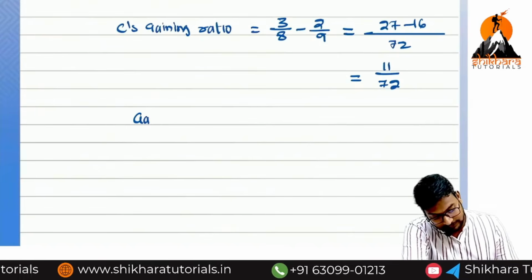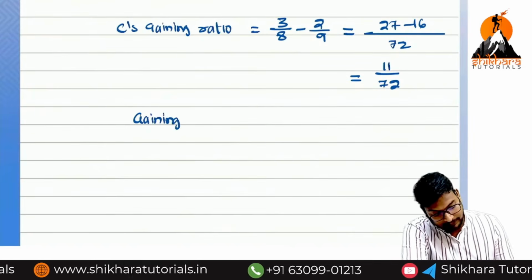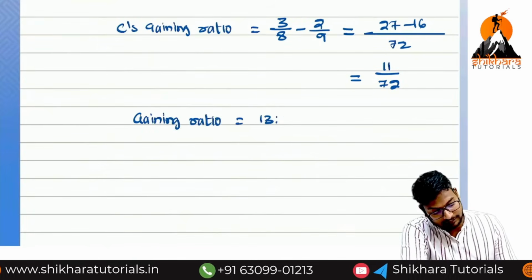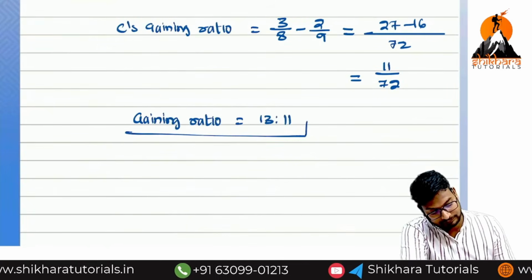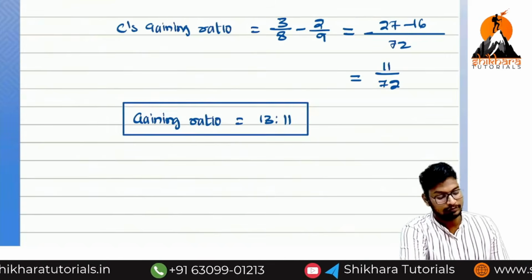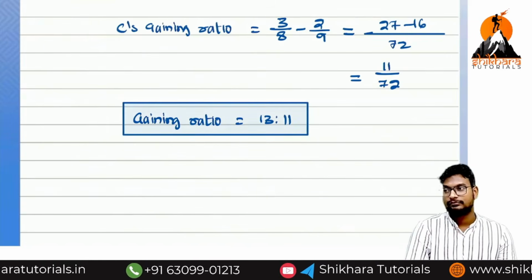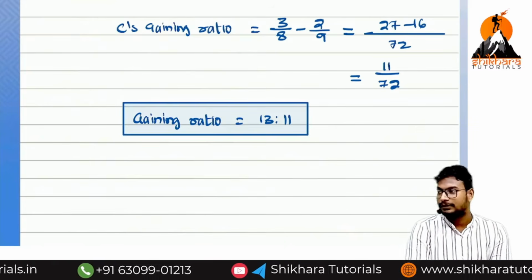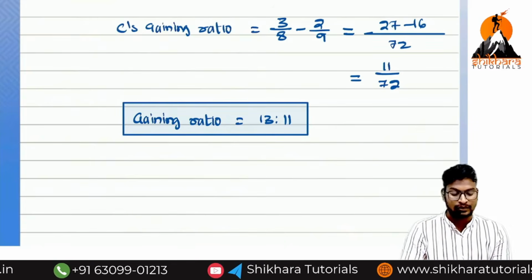Gaining ratio is equal to 13:7. Completed. So now, what is the entry, Amma?